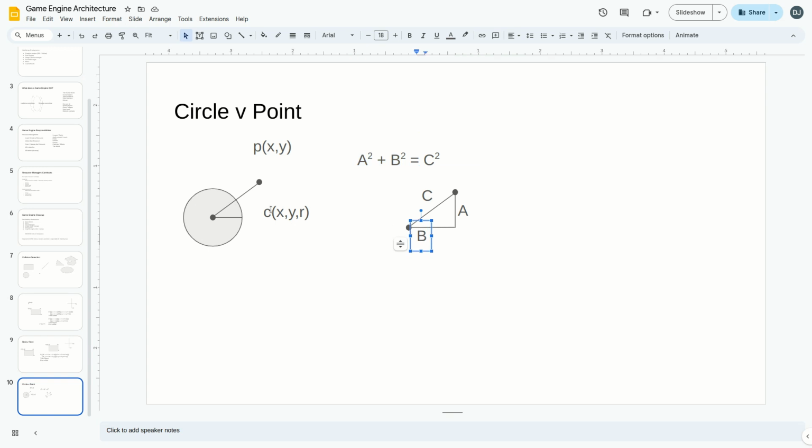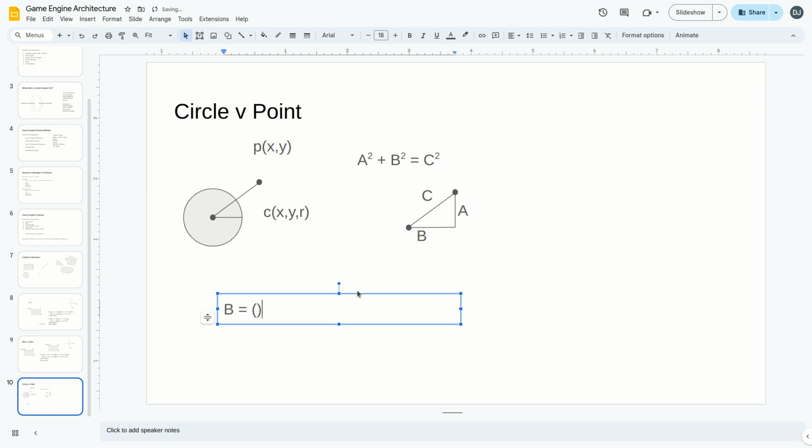Actually, we can even rewrite this. So B in this case happens to be the difference, the delta between the x positions of our two points. So B is P.x minus C.x. And honestly, the direction that we're asking this question in doesn't matter because we're going to find a distance. And since we're squaring it, sign doesn't matter. If it was positive or negative, it's going to be the same thing. A is now going to be the y's, so P.y minus C.y.